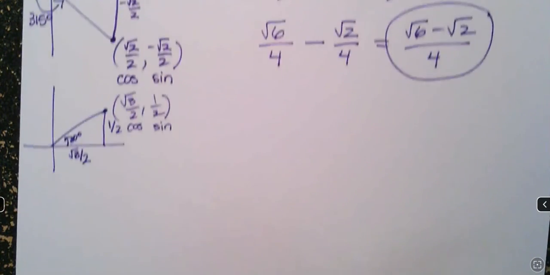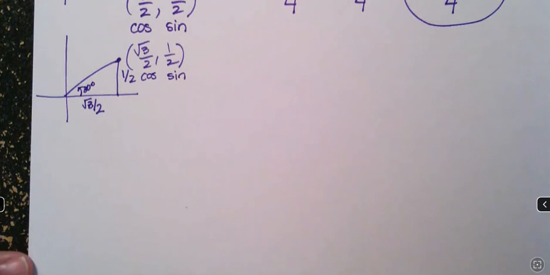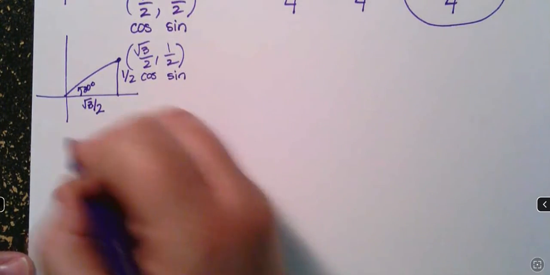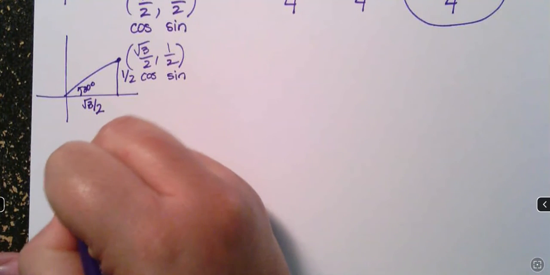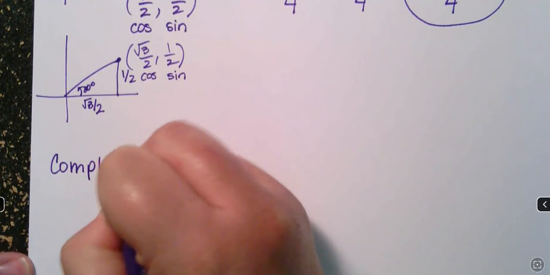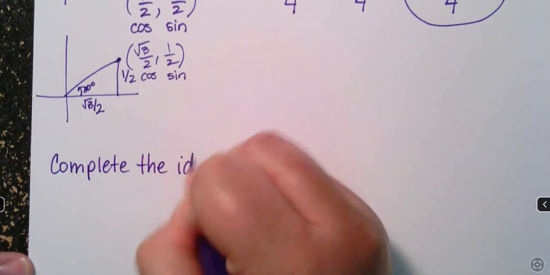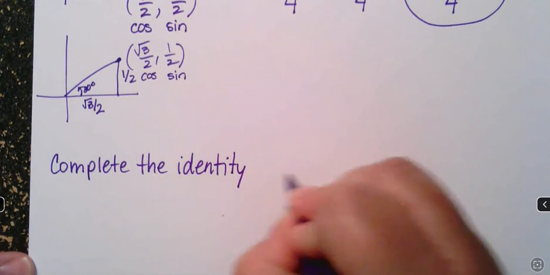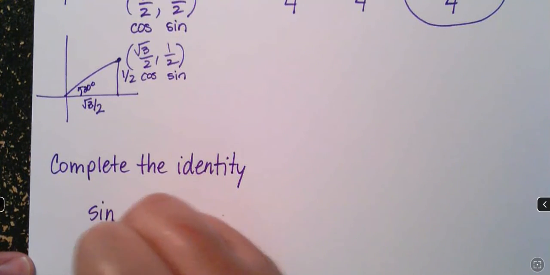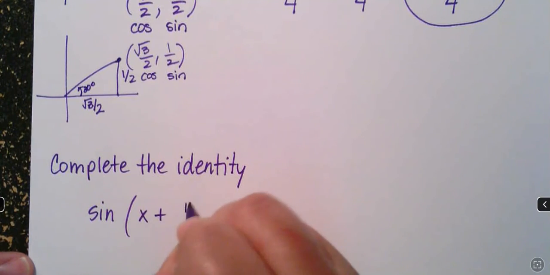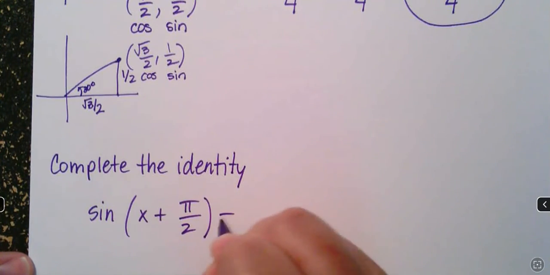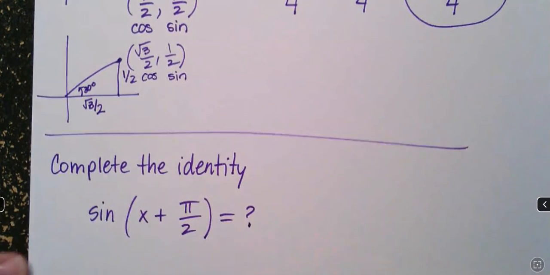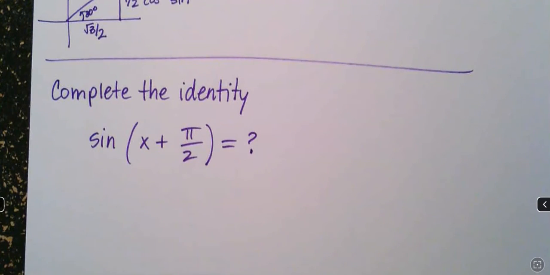Next up, let's do something a little different. This one is asking me to complete the identity. It says complete the identity. And then what it asks for us to complete is this. Now, that's a little bit ambiguous of a question. Complete the identity. Complete how? They really want me to apply sum and difference identities.